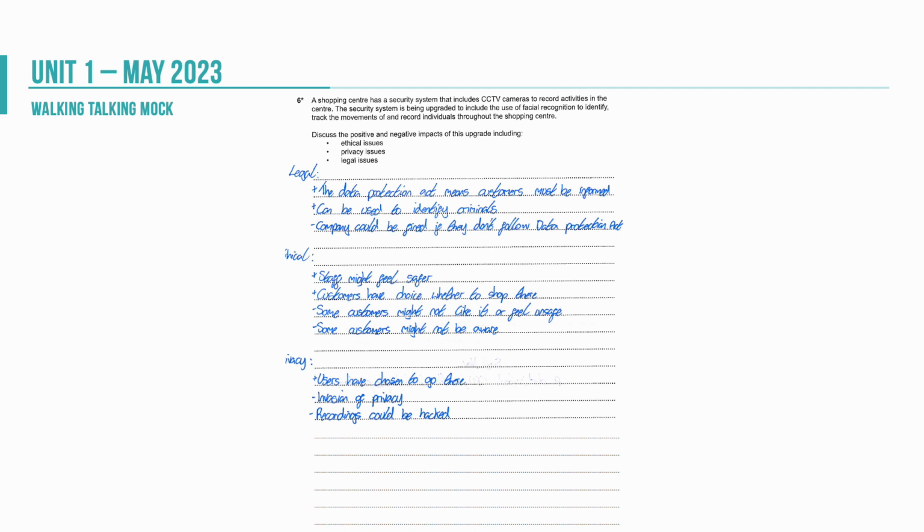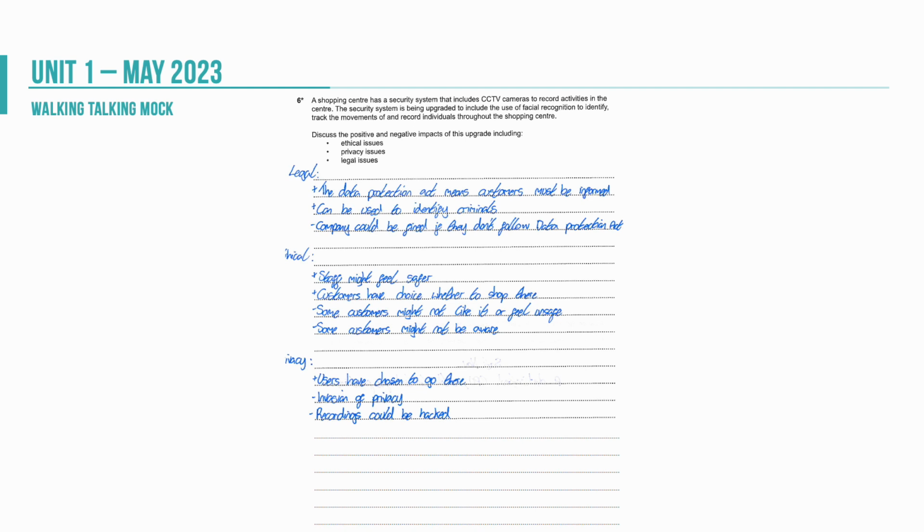Legal, well, the Data Protection Act means customers must be informed. So it's a positive, we'd need to tell the customers, we'd need to put up signs that said, hey, CCTV is in use. And it would also be able to be used to identify criminals, and that's undoubtedly a positive from the legal aspect. A negative, well, the company, the shopping centre, could be fined if they don't follow the Data Protection Act. So if they didn't put up signs, that could mean they end up getting fined, which is certainly a negative for them.